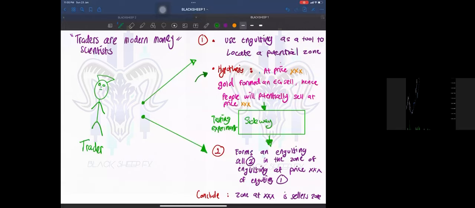So if we are a trader, we need to know what is our hypothesis, because this is our first step. So the hypothesis is our first engulfing zone.